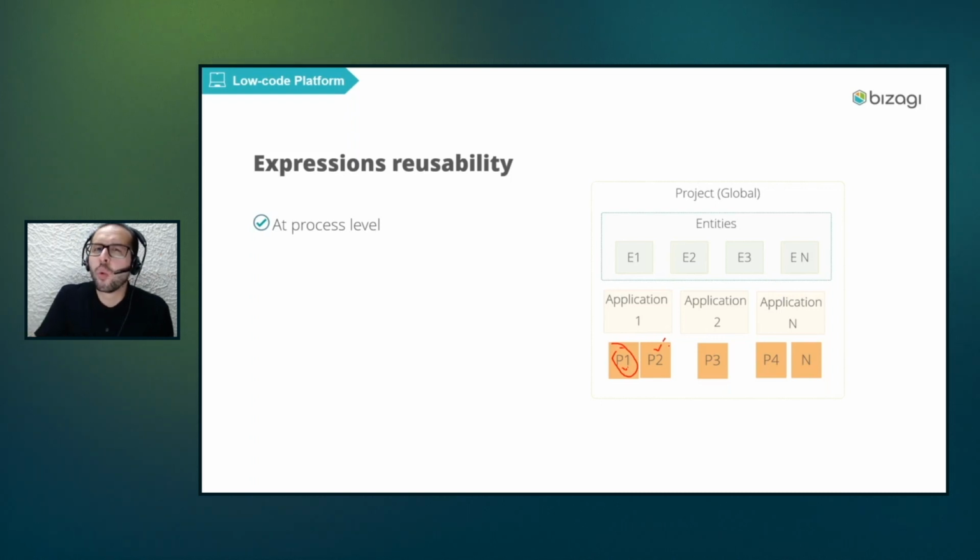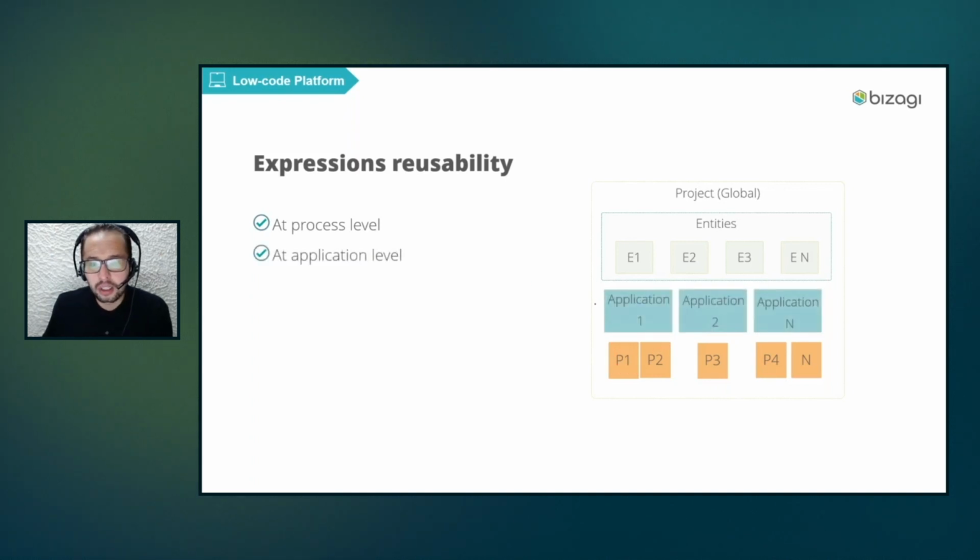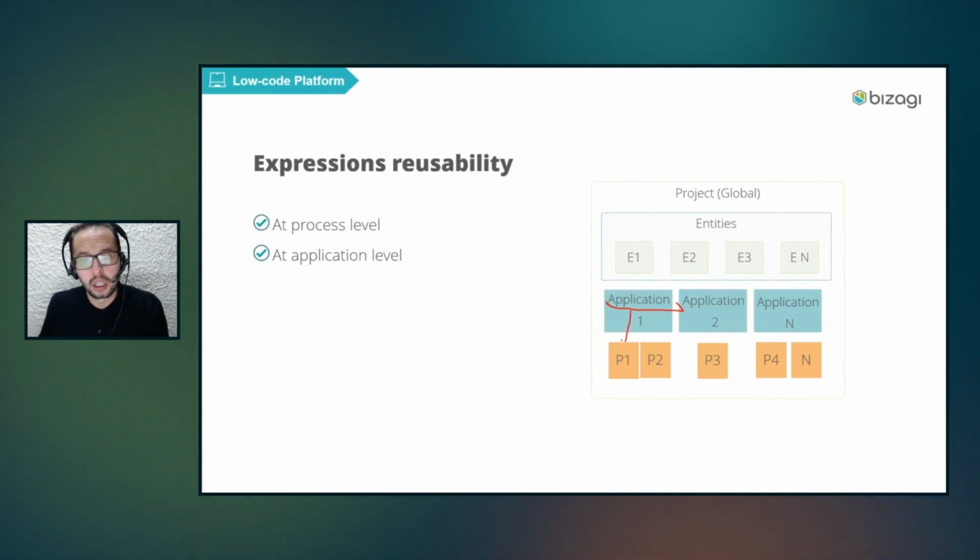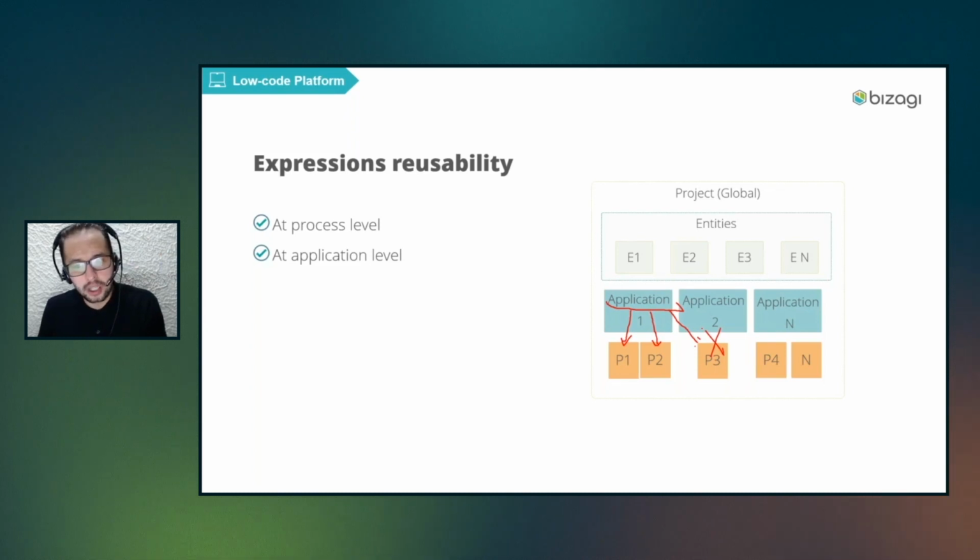Now, what happens if you want that situation? What happens if you want to reuse it not only in process 1 but also in process 2? Then you need to create an expression at the application level. Because when it is an expression at the application level, you can reuse it in process 1 and in process 2. But can I use it in process 3? No, because it's in a different application, so they don't share the common space.